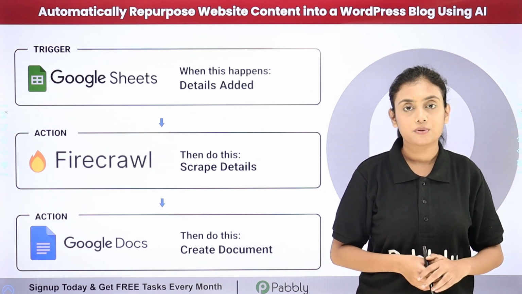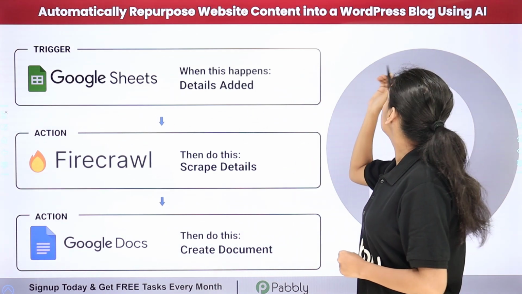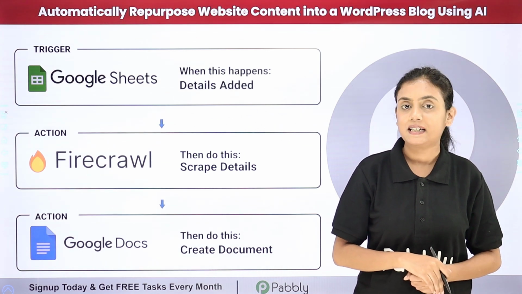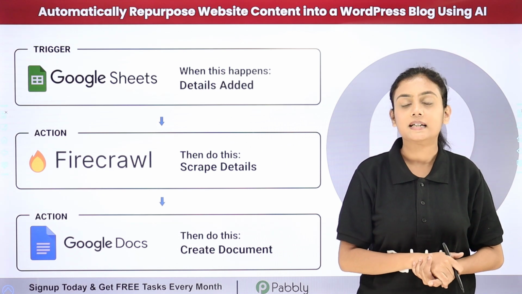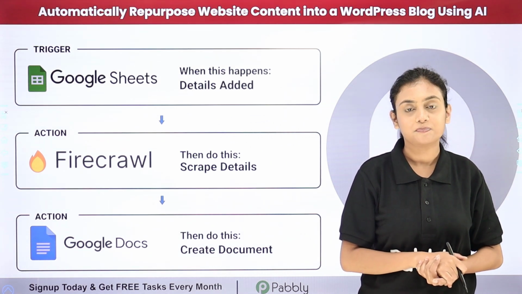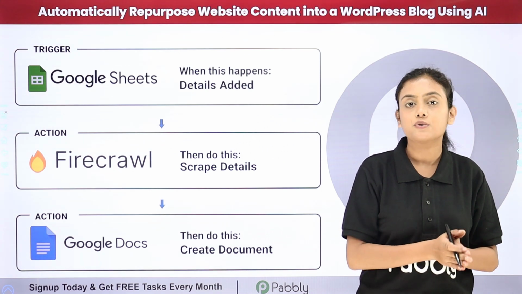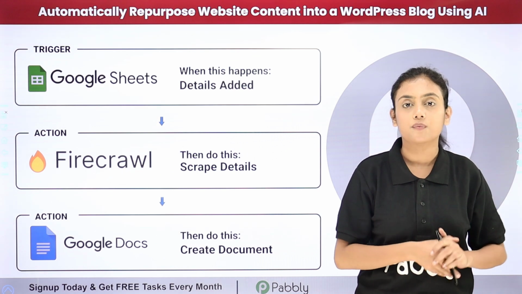In this video we're going to learn how to automatically repurpose website content into a WordPress blog using AI. So I am an owner of a skincare brand and I like to post content related to my business to create more customer engagement. I have created a record of all the websites of which I want to recreate the content and post it as my own vlogs on WordPress.